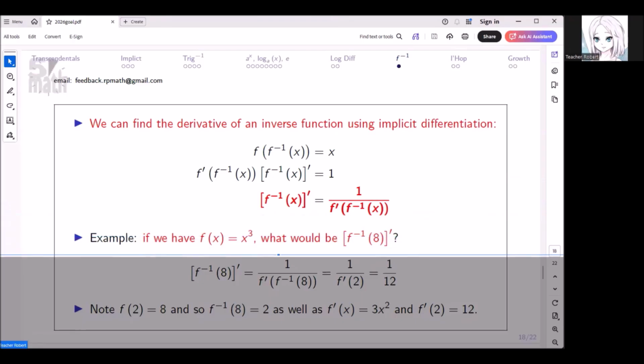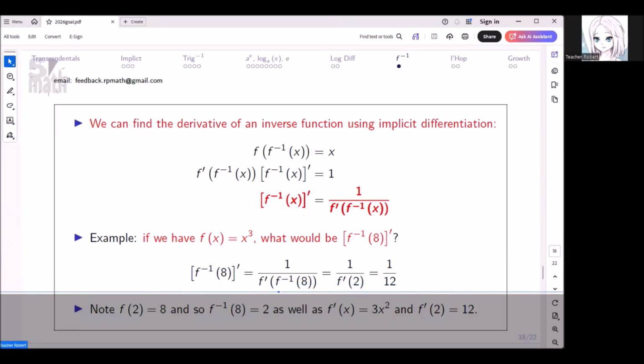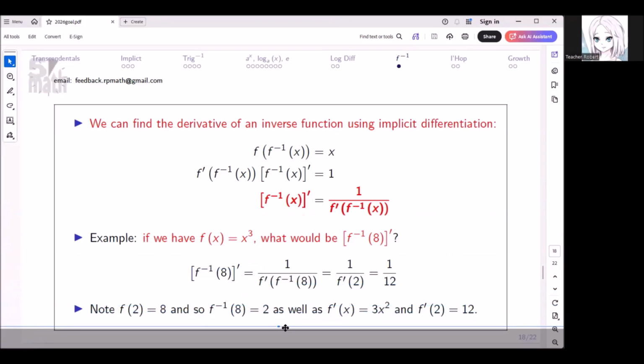Example. If we have f of x equals x cubed, what would be the derivative of the inverse function at 8? We have the following. Note, f of 2 equals 8, and so f inverse of 8 equals 2, as well as f prime of x equals 3x squared, and f prime at 2 equals 12.